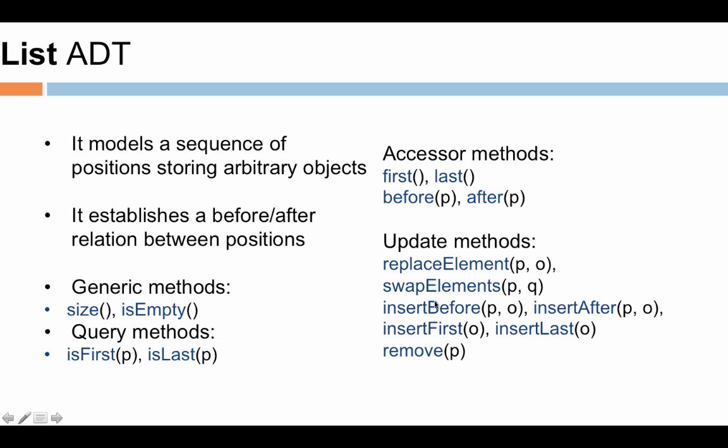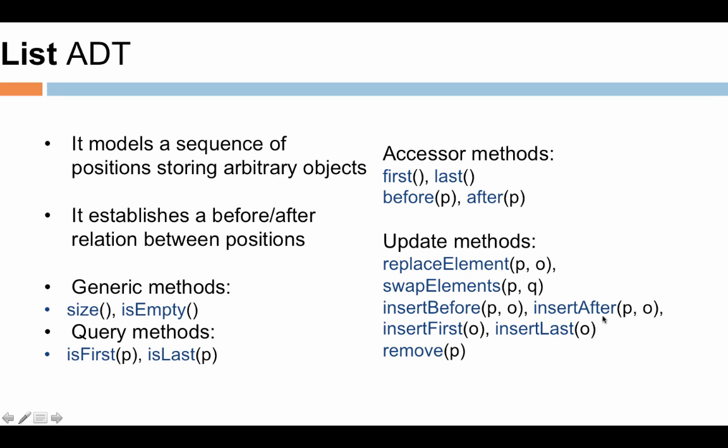Another update method is the swap elements method, which swaps the contents of two locations P and Q. Then there are insert methods which say insert before P the object O. This means that you augment to the list another location, store the value O there, make P the successor, and update the predecessor appropriately and return the modified list.